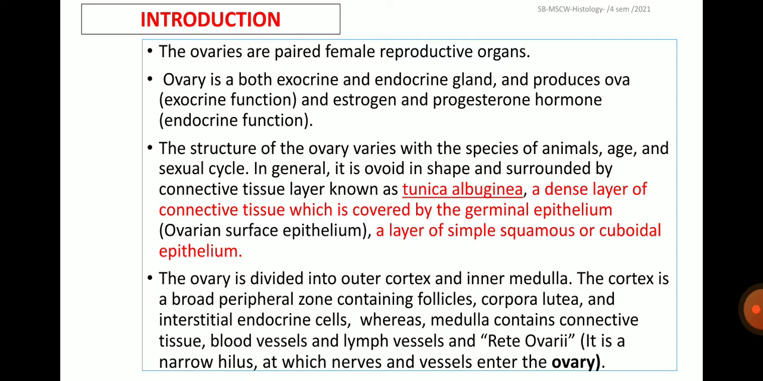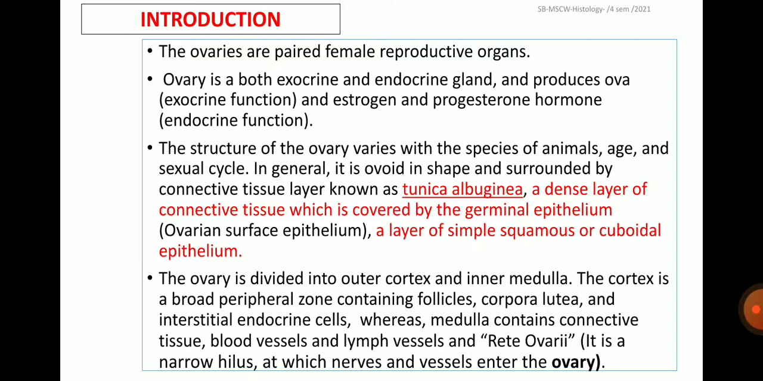So the external surface of an ovary is surrounded by a fibrous tunica albuginea, and it is in turn covered externally by a layer of cuboidal epithelial cells called the germinal epithelium, which is continuous with the peritoneum of the mesovarium. So again, the ovary can be divided histologically into outer cortex and inner medulla region.